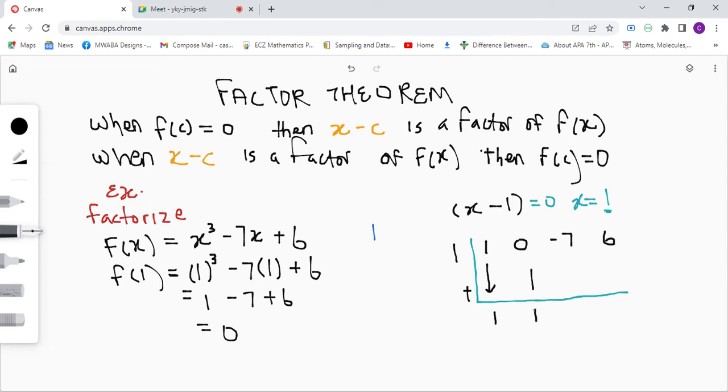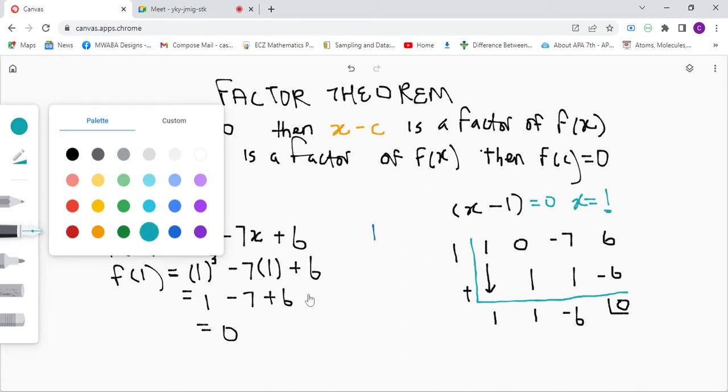Then again you say 1 times 1, you get 1. Then negative 7 plus 1, you get negative 6. Then 1 times negative 6, you get negative 6. Then 6 plus negative 6, you get 0. So what happens here? We have found our other factor.